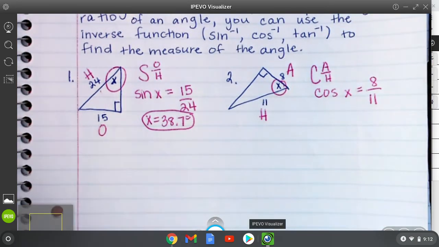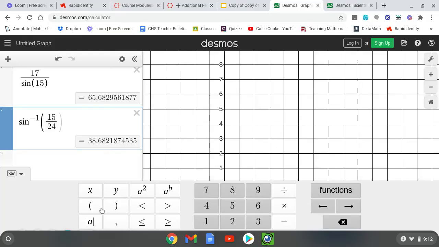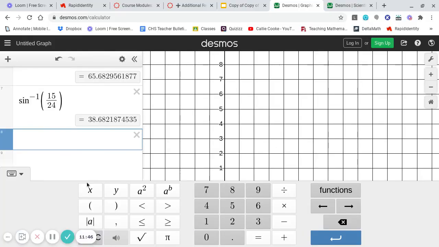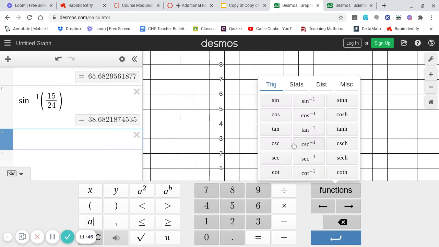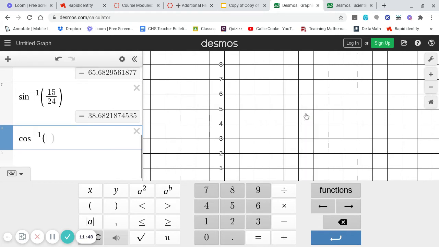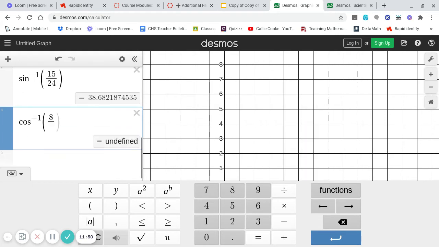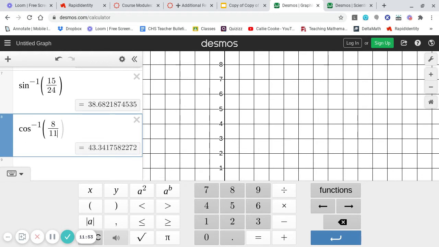So 8 over 11, and we're going to go to Desmos. This was cosine, so don't press cosine. We're doing the inverse because we're finding an angle. You do 8 over 11, and we get 43.3.